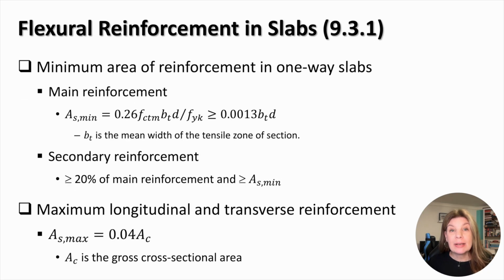The minimum and maximum values of reinforcement areas in slabs are similar to the ones adopted for beams. The minimum area of reinforcement in slabs is calculated as a fraction of the cross-sectional area of the 1 metre wide strip of the slab, depending on the tensile strength of concrete and the yielding strength of steel. The area of secondary reinforcement in one-way slabs should be at least 20% of the area of the main reinforcement, but not smaller than the minimum reinforcement area.